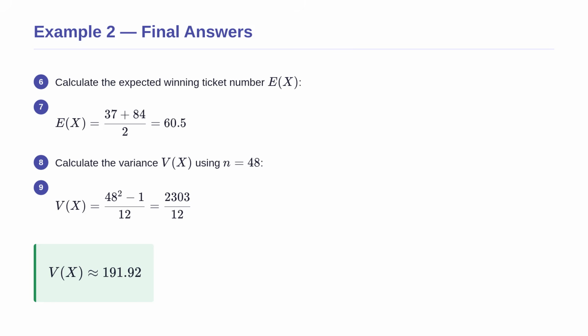Finishing our raffle example, let us calculate the expected winning ticket number and its variance. We find the expected value by adding 37 and 84, then dividing by 2, which gives 60.5. This is the exact mathematical center of our ticket drum. To find the variance, we take our total number of tickets, 48, square it to get 2304, subtract 1 and divide by 12. Our final variance is approximately 191.92. Because there are many more tickets than sides on a die, this variance is significantly larger.